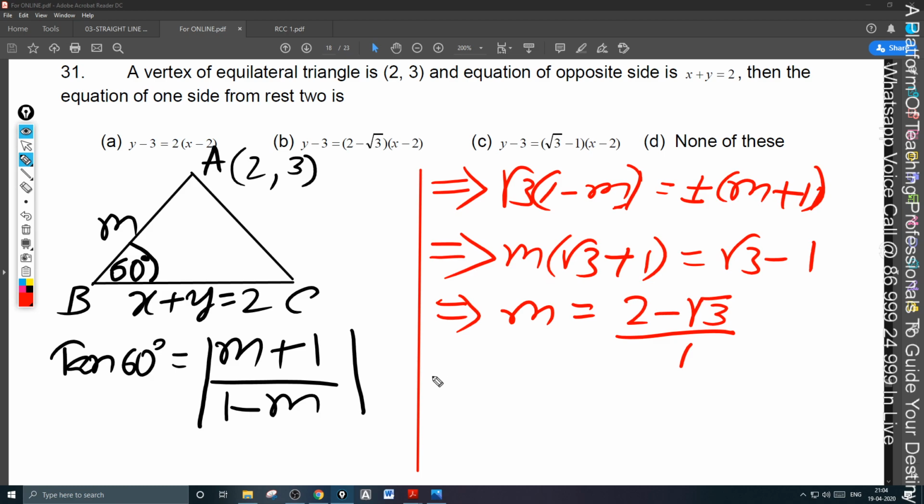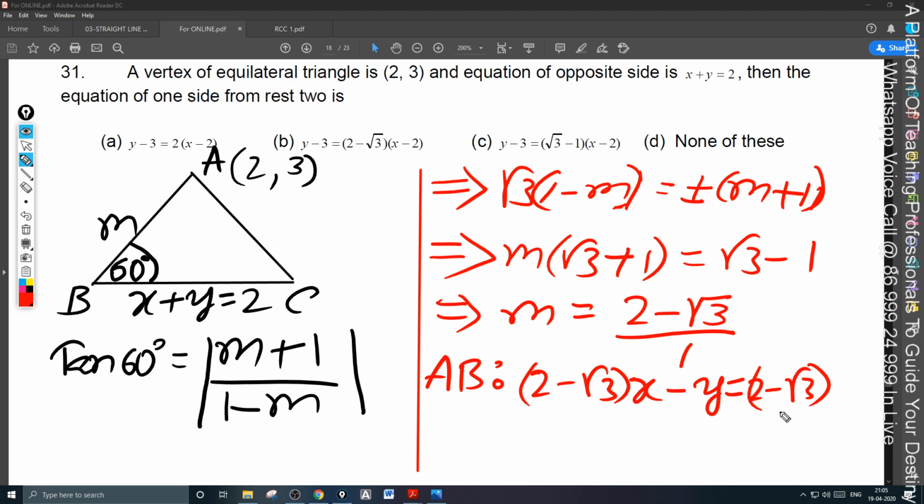So the slope is 2 minus root 3 by 1. The line AB or AC, whichever, is y minus 3 equal to 2 minus root 3 into x minus 2, substituting the point 2, 3 here. Check the answer now.